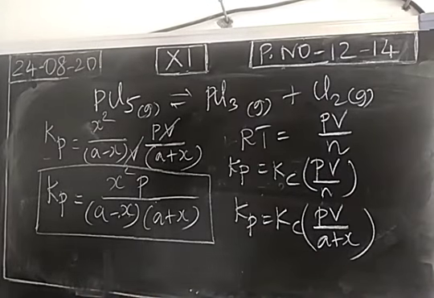So two 5-mark questions we have completed today: deriving equilibrium constants for the formation of hydrogen iodide as well as for the dissociation of phosphorus pentachloride, and a 3-mark problem. Right? So with this, today's class is over. Tomorrow we will discuss the equilibrium constant derivation for the synthesis of ammonia. Okay, thank you.